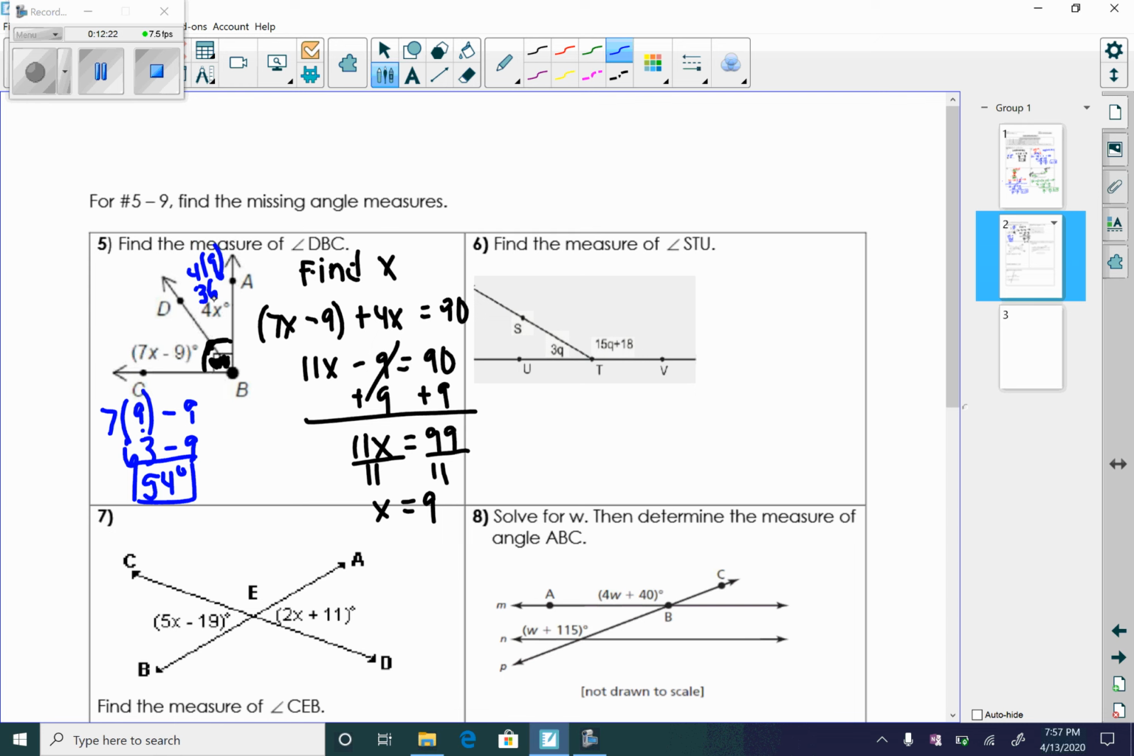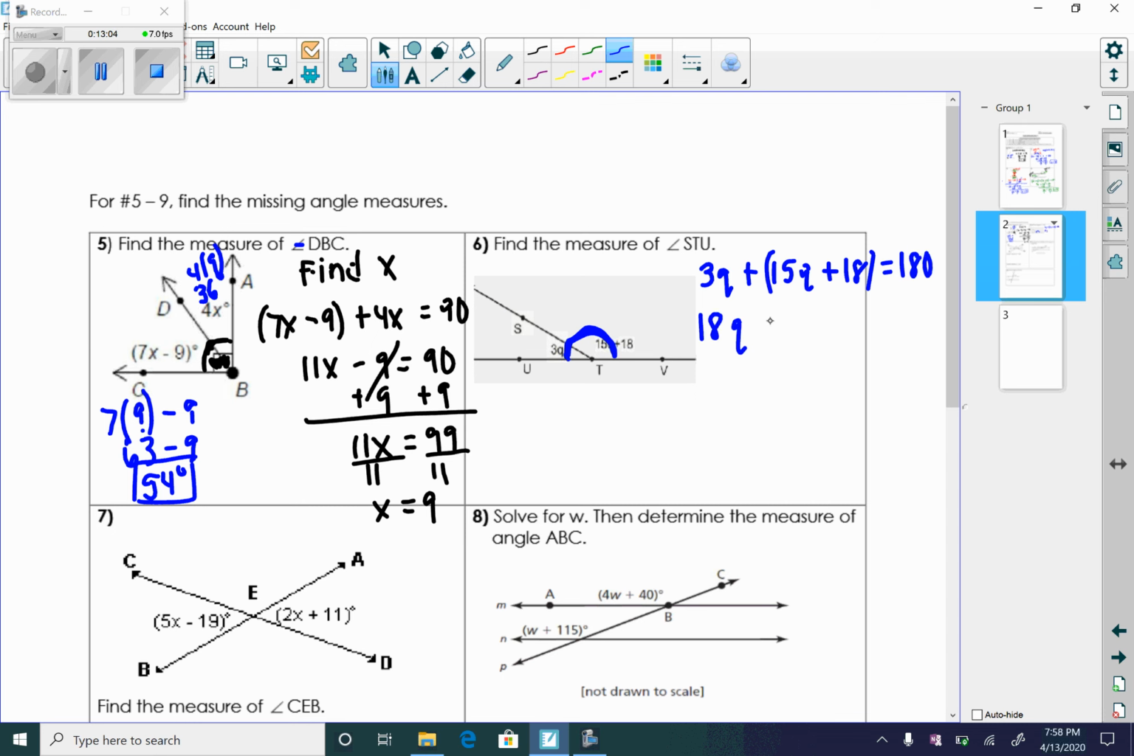Okay, so hopefully you're getting the hang of this. Let's look at the next one, find the measure of STU. So again, STU is this angle there. But in order to find STU, we have to find the value of the variable first. We have to find Q. So look at the relationship between these two angles. I'm making that semicircle, that rainbow. We know that those two angles are supplementary, which means they add to 180. So here's my equation, 3Q plus 15Q plus 18 equals 180.